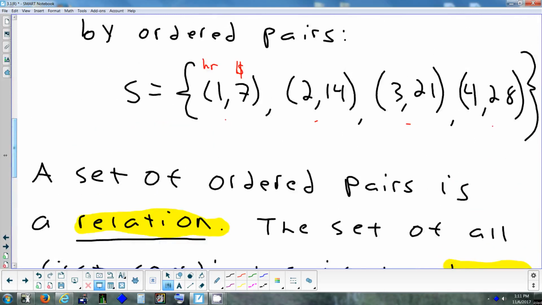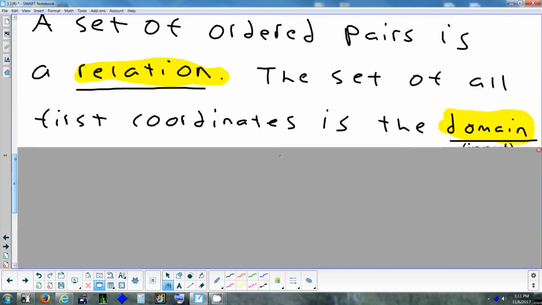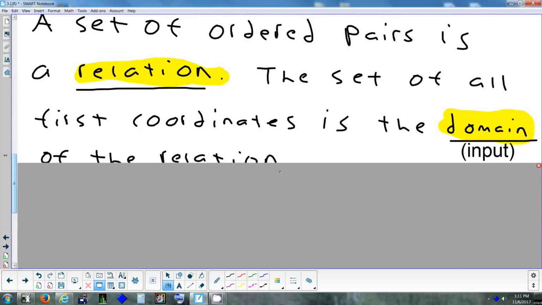Now, if you look, there's a first coordinate and a second coordinate. Here's the first coordinate. 1, 2, 3, 4. Those 4 numbers have a special name. What letter always comes first in a coordinate? X. So they're the X's. But another name for them is the domain. So the first number in a coordinate is called the X, but it's also called the domain. Another word for it, we put just below, is called the input.